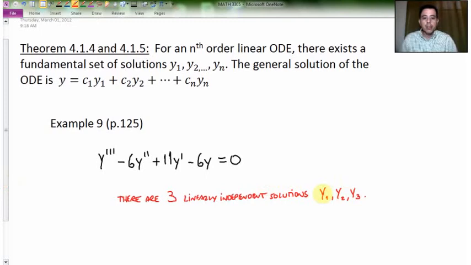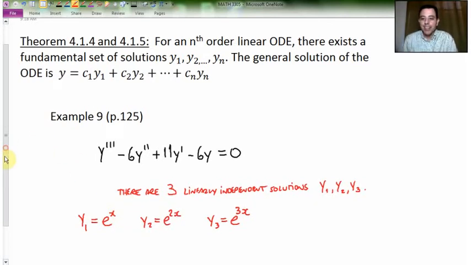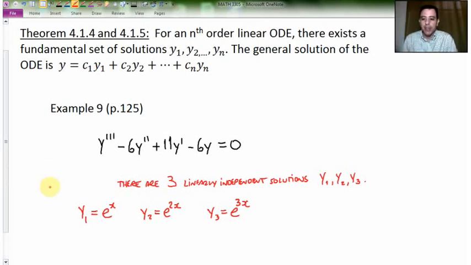So there are three linearly independent solutions, and in this exercise, they give you these three solutions. We're going to learn in the next few sections how to find these fundamental solutions, but in this example, they give you the solutions. They say y1 would be e to the x, y2 is e to the 2x, and y3 is e to the 3x. It looks like there's a pattern there. We'll see how that pattern comes about when we try to find these later.